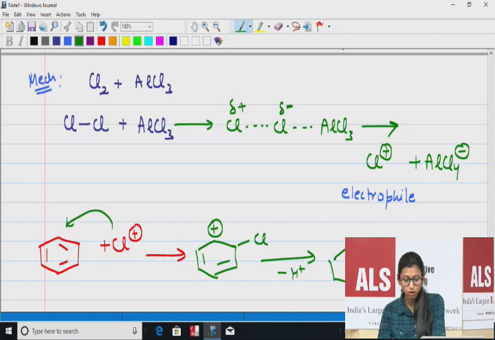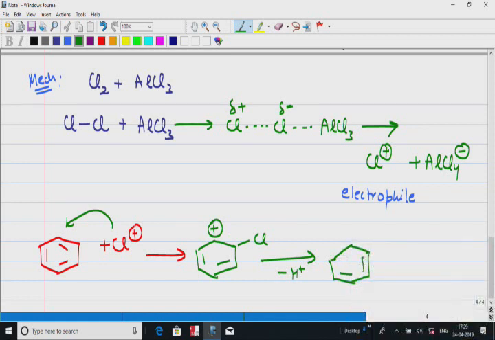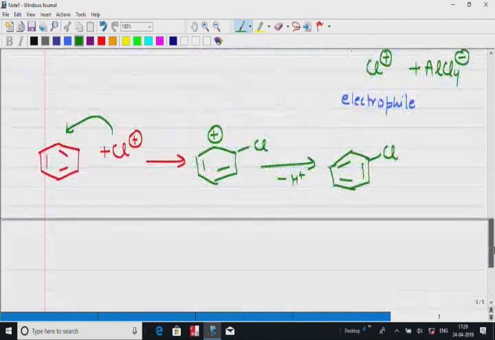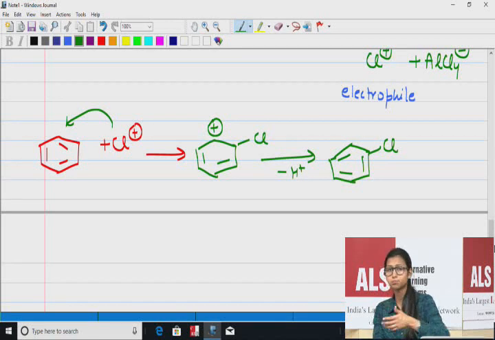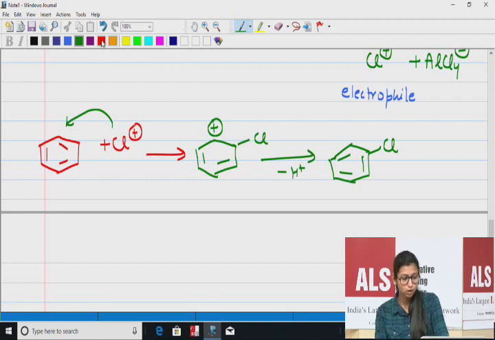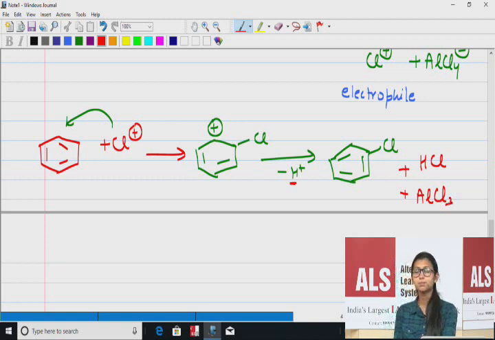So what will happen now? The aromaticity of the ring will be regained. Everyone, just look at the screen again. We are having the H plus. As I have told you, catalysts participate in the reaction, but the constituents of the catalyst will not be shown in the product. So what will happen now? This H will take the Cl, so I can make HCl here, and at the same time AlCl3 is there. This is the complete reaction, everyone.